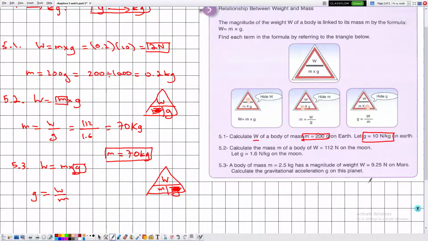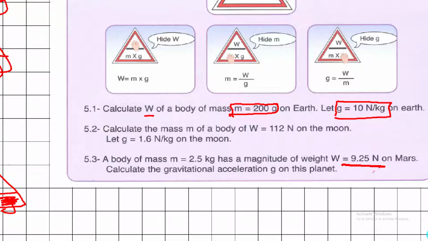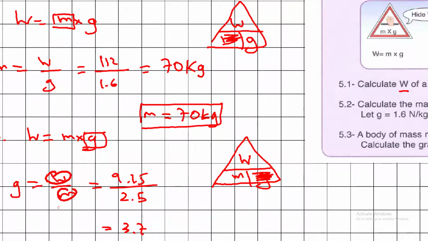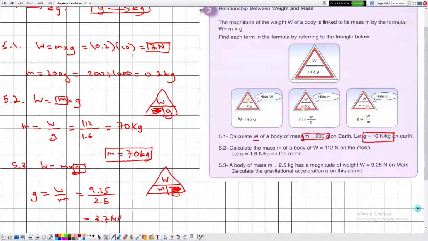Now here we need to make sure that the mass is in kilograms. Yes, it is. So 9.25, which is the value of W, divided by the value of mass, which is 2.5. Plugging this in the calculator, it is given by 3.7. Since W and M are expressed in the SI, the value of G will be expressed in the SI, which is in newtons per kilogram. Then G is equal to 3.7 newtons per kilogram.